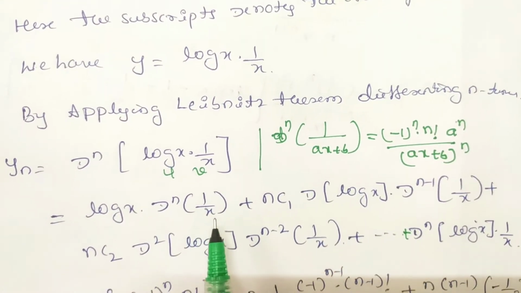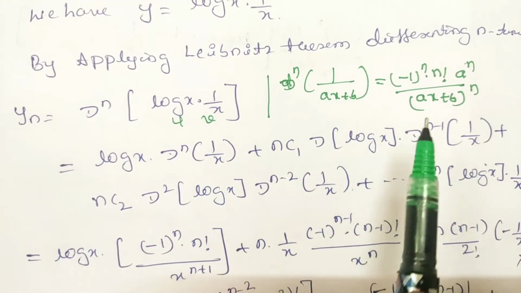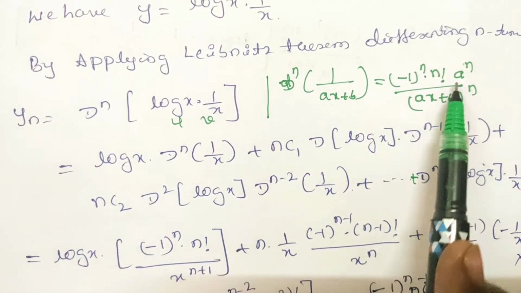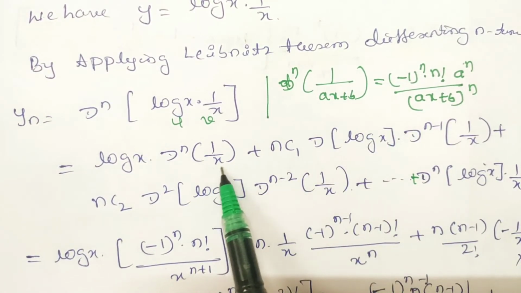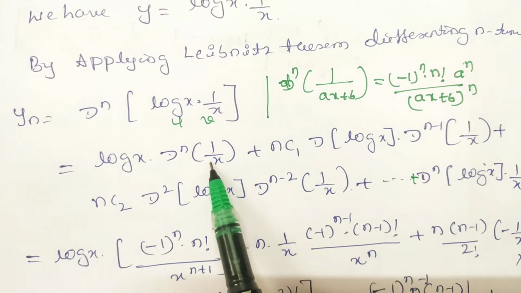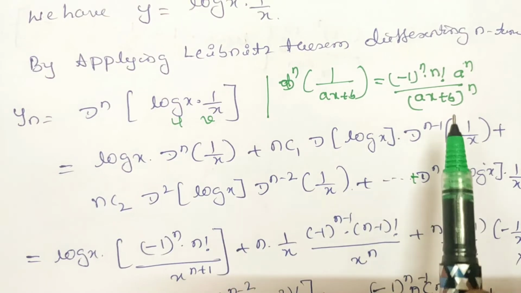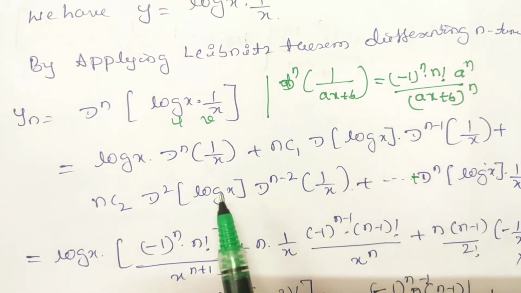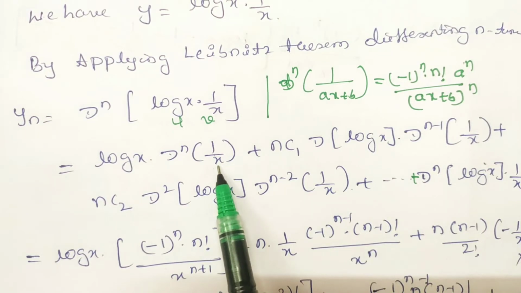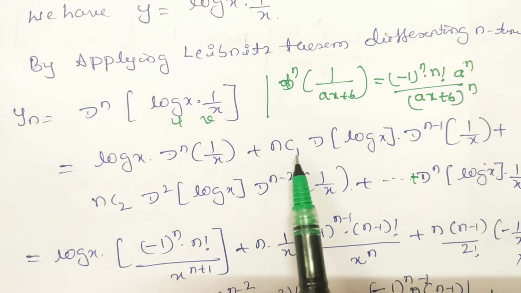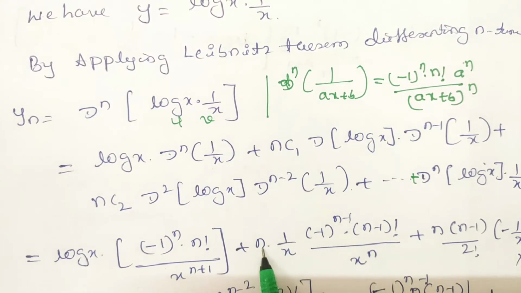So its nth derivative is minus 1 raised to n into n factorial into a to the power of n. Here in this term a is 1. A is the coefficient of x. It is not necessary to write 1 to the power of n, so I left that one. And divided by this denominator, ax plus b. Here, in place of ax plus b it is x, so it is x to the power of n plus 1. Then plus nc1. nc1 is n, and the derivative of log x is 1 by x.